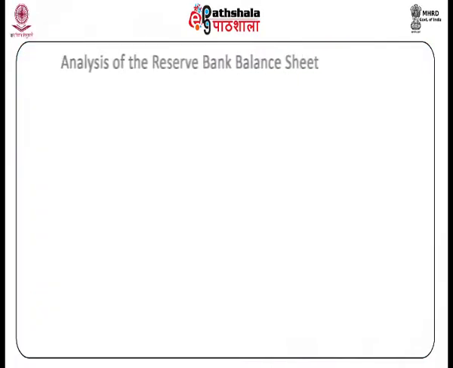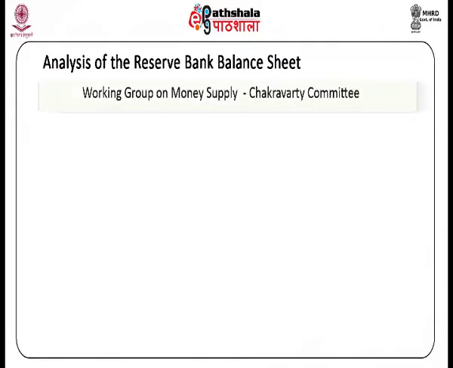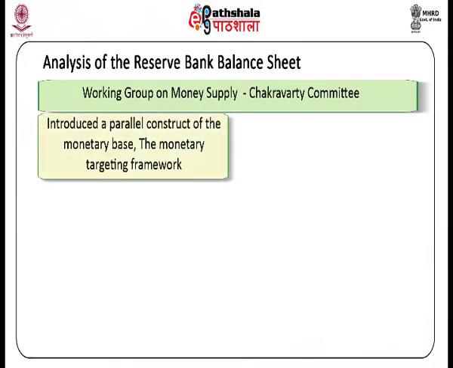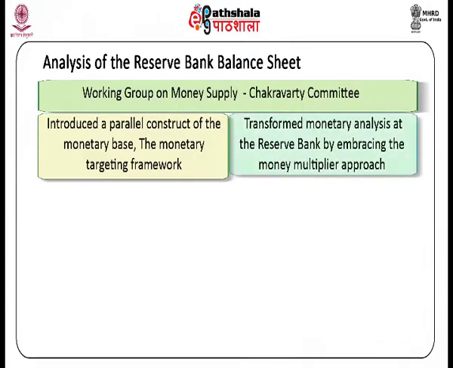A focused analysis of the Reserve Bank balance sheet began with Reserve Bank's first working group on money supply, which introduced a parallel construct of the monetary base. The monetary targeting framework, recommended by the Chakravarti Committee, transformed monetary analysis at the Reserve Bank by embracing the money multiplier approach, given the reasonable degree of association between reserve money and money supply.